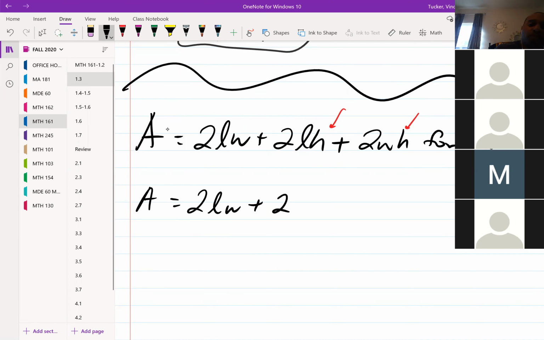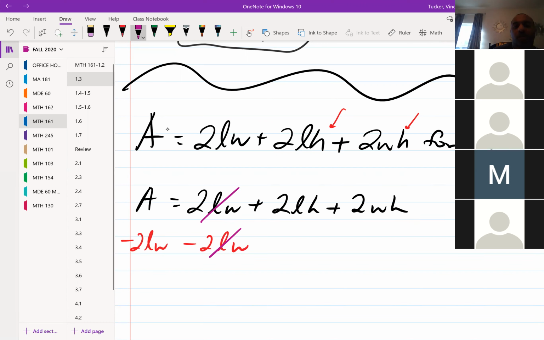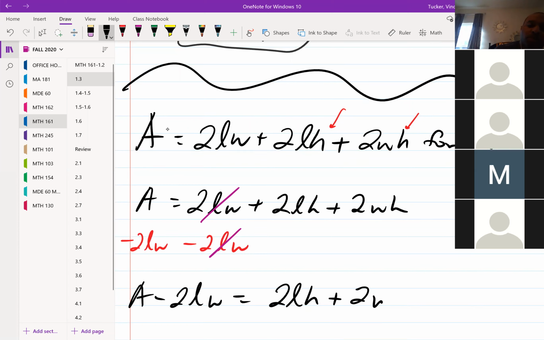I'm just rewriting the problem here. And we're going to minus 2LW from each side of the equal sign. And that is A minus 2LW on the left, and on the right, 2LH plus 2WH.